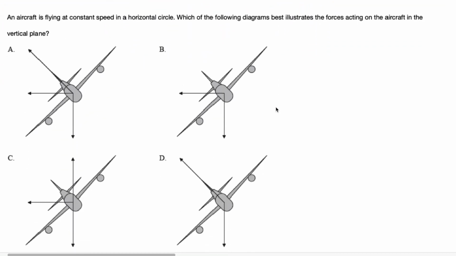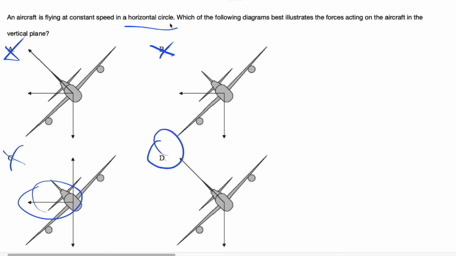An aircraft is flying at a constant speed in a horizontal circle. Which of the following diagrams best illustrates the forces acting on the aircraft in the vertical plane? So there's got to be a gravitational force, and you can immediately know A, B, C are wrong, because here is obviously a centripetal force. However, centripetal force itself is not a force, it is provided by other forces, and that's why it's a net force. So centripetal force shouldn't be drawn on your free body diagram. So D is the answer.